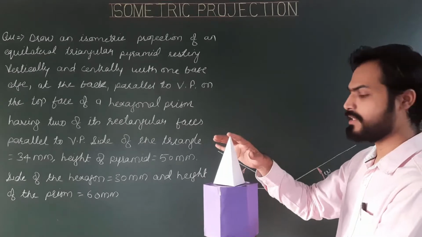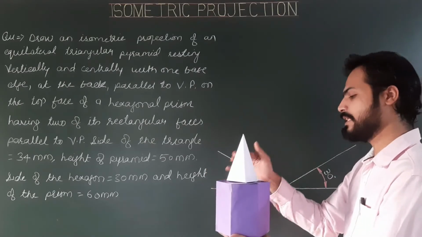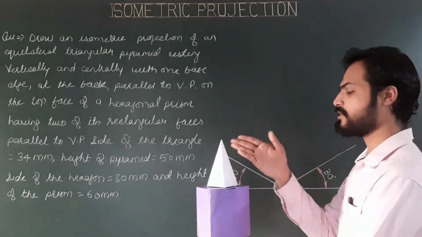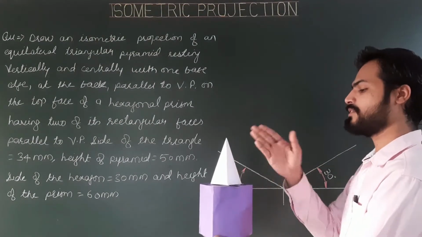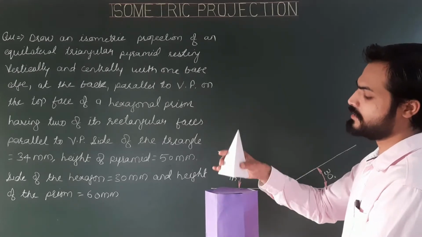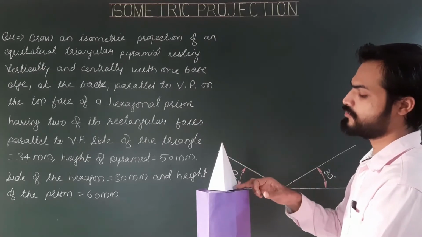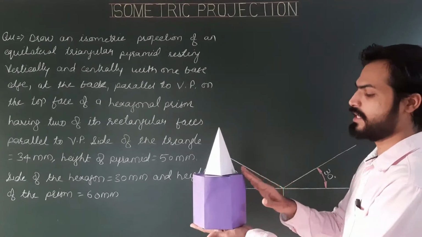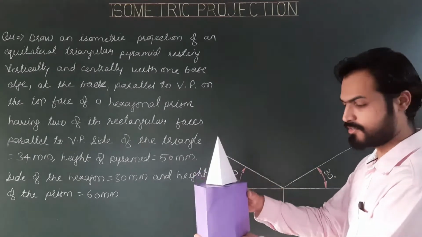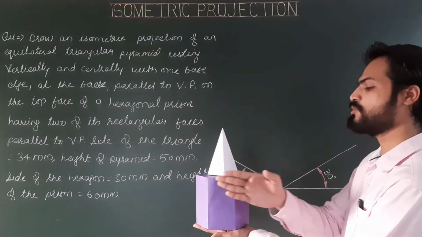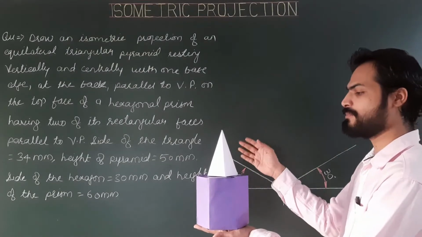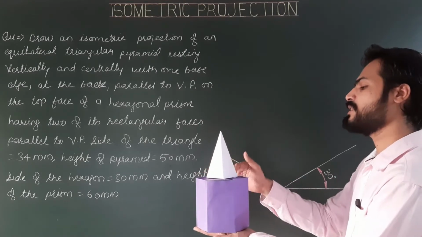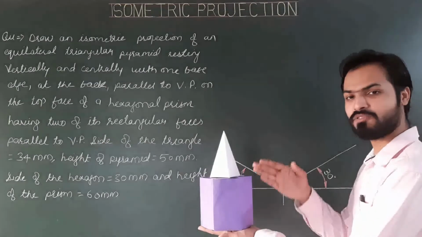For the triangular pyramid, an edge of its base is parallel to VP on back. On back means it is near to VP and away from observer, and the center will be on the center of the hexagon. So this is the final combination where the hexagonal prism is resting on its hexagonal base with two opposite rectangular faces parallel to VP, and the triangular pyramid is resting centrally with an edge of its base away from observer, parallel to VP.